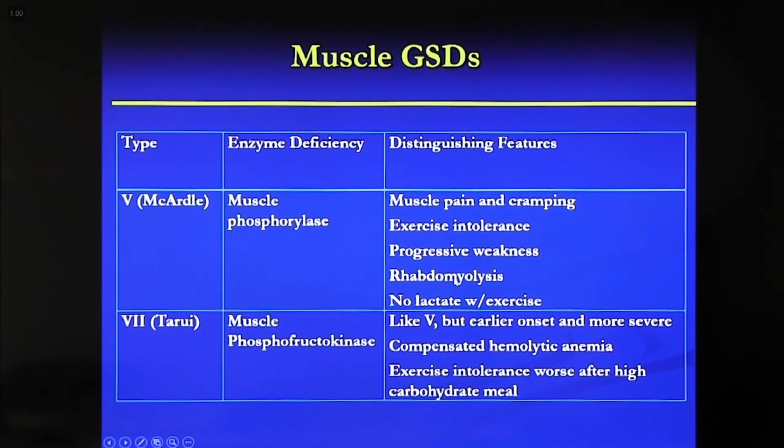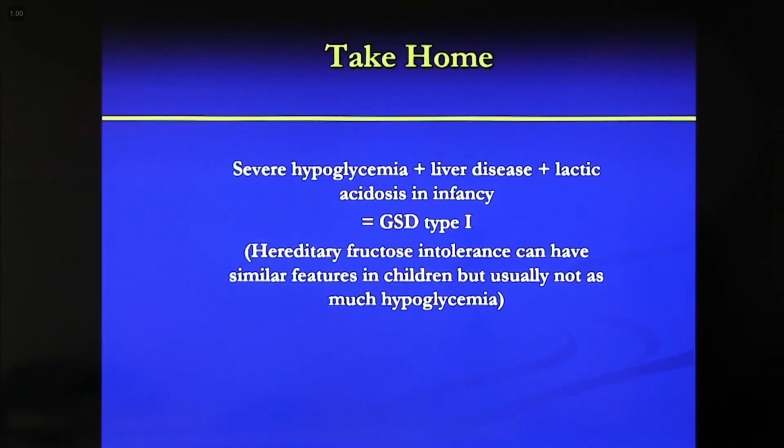So if you have rhabdomyolysis under a moderate exercise condition, then one of the differential diagnoses is one of these muscle glycogen storage diseases. And there's also type 7, which is similar. The take-home message here is that if you have a baby with severe hypoglycemia and liver disease and lactic acidosis, you have glycogen storage disease type 1 until proven otherwise. So many of the questions will be on the hepatic forms.